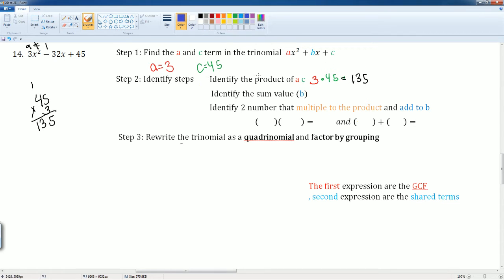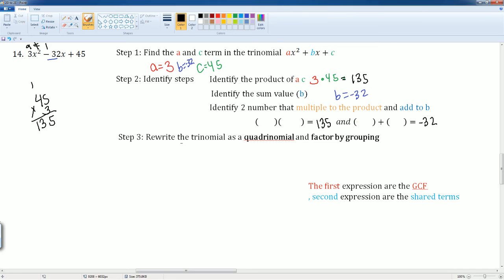And then we want to put the b value here, which is negative 32. This looks very complicated, but it's not. Just go through the different factors, because you want to find two numbers that multiply to make the new product, which is 135, and two numbers that add up to negative 32. Okay, one step at a time.